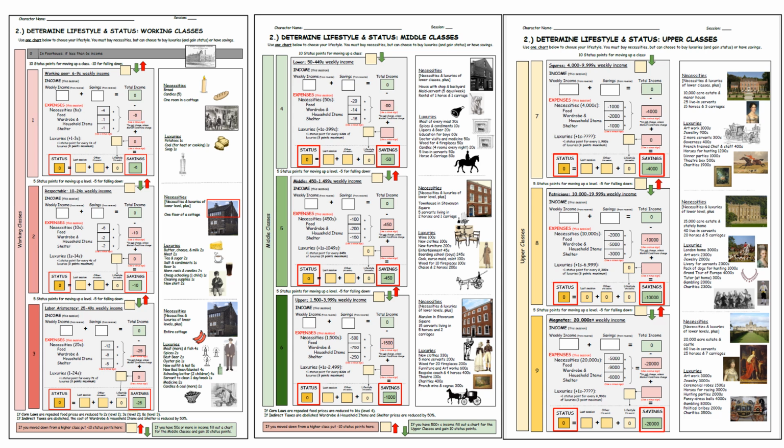Here are the Determine and Lifestyle Status worksheets. There are three of them, one for each of the social classes: the working classes, the middle classes, and the upper classes. The pictures on the right are intended to give students a more concrete sense of what their lifestyle might be like. There are some prices on them, but students don't actually have to buy any of the things pictured here. It is intended to help them understand how differently the various classes lived.